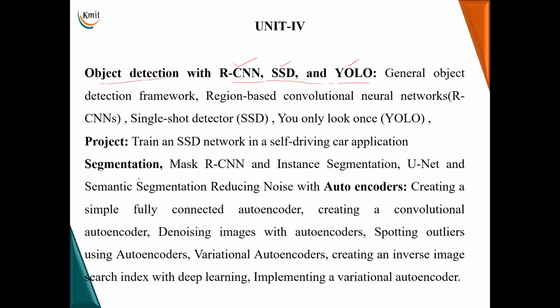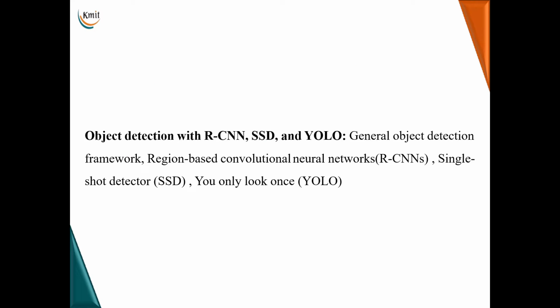In the next part we will talk about segmentation and also autoencoders. So this is the first part where we will discuss the first section, that is object detection framework. Then we will move on to these three networks which are used for object detection.